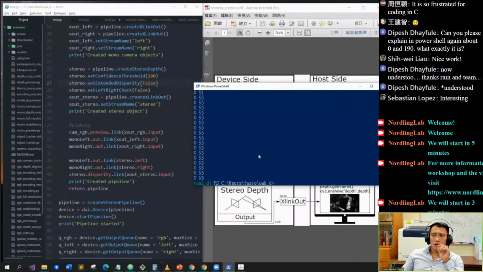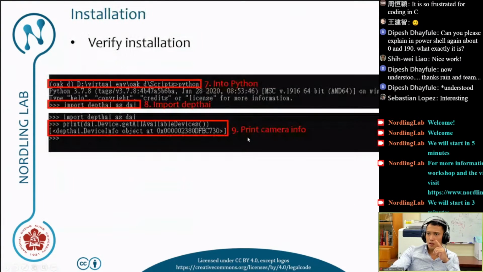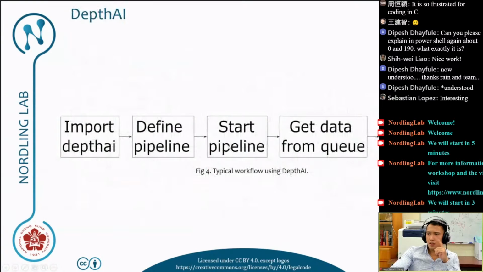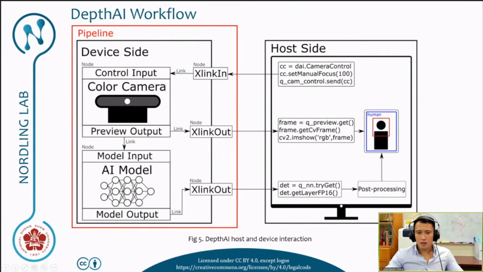Yeah. So as I mentioned before, let me just jump quickly to my presentation before we do something else. Like I mentioned before, the workflow for these kinds of codes is you typically import your packages, your depthai and other packages. You define your pipeline. You start the pipeline, meaning that you're going to assign which device is going to use which pipeline. You're going to get the data from the queue, and you're going to start the post-processing.